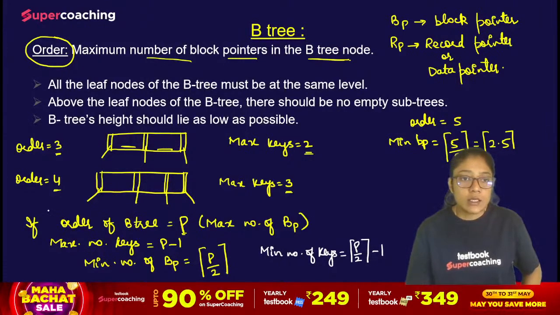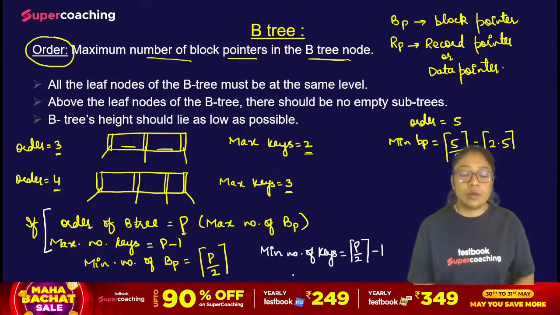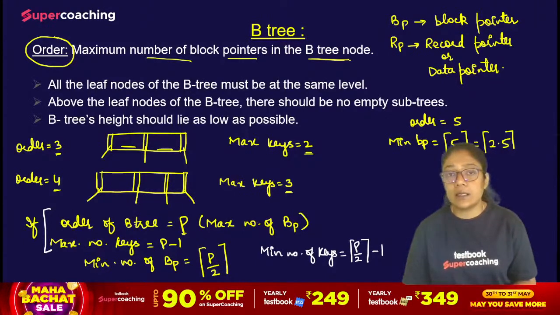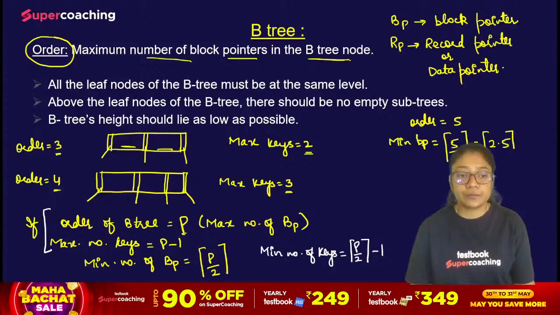We will be using this maximum condition while inserting the elements in the tree. We will be using this minimum condition when we will be deleting the keys from the tree. Any doubt on this point?